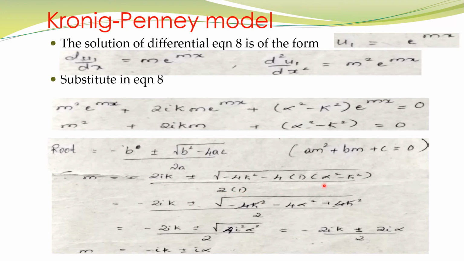Opening up the brackets, you get minus 4k square minus 4 alpha square plus 4k square. Both these will get cancelled out. So what remains inside the square root is minus 4 alpha square, and that minus we have converted into i square. i square is minus 1. So this can be written as minus 2ik plus minus 2i alpha upon 2. 2 will get cancelled out and you get minus ik plus minus i alpha.